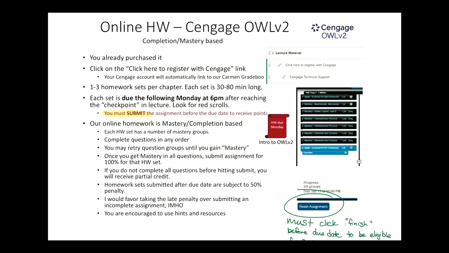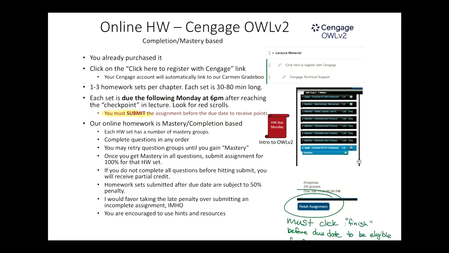So to get points, our online homework is mastery based. That means you can attempt a question as many times as you want. And as long as you get mastery on all of the different questions before hitting submit, then you'll get full credit on that homework set. To put into perspective, I think last year, my online homework grade for 1250 was somewhere like 93%. That was the average homework grade because it's mastery based.